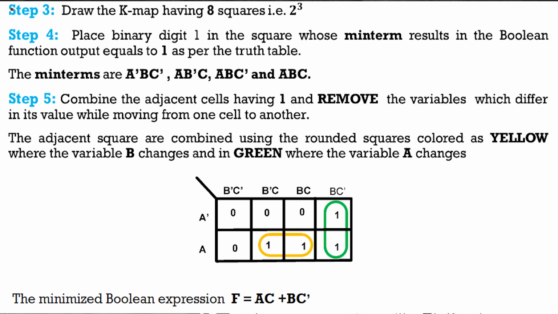Similarly, we take the two ones rounded using the green square. You can see that B C bar remains as such and only the variable A is changing from A bar to A. Therefore, we will remove the variable A because it is changing from A bar to A, whereas B C bar remains as such, so it will be B C bar. Therefore, after reduction the final function f will be equal to AC plus BC bar.